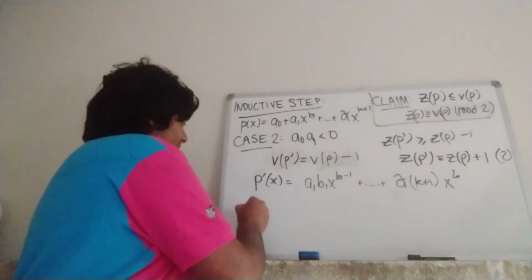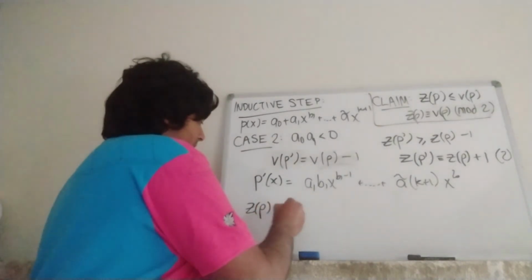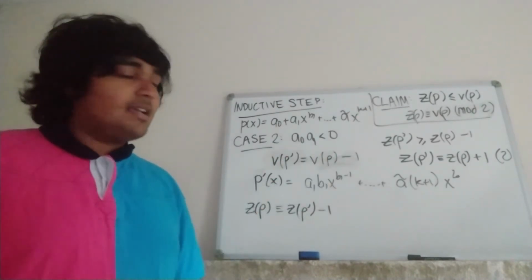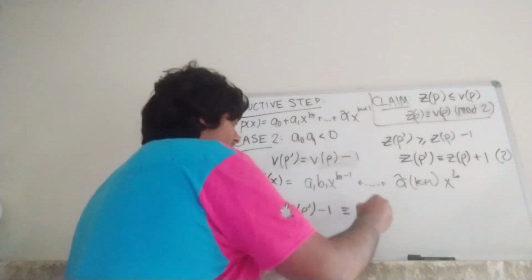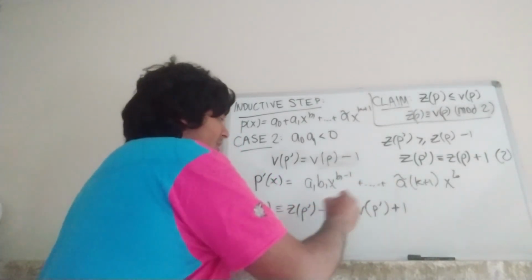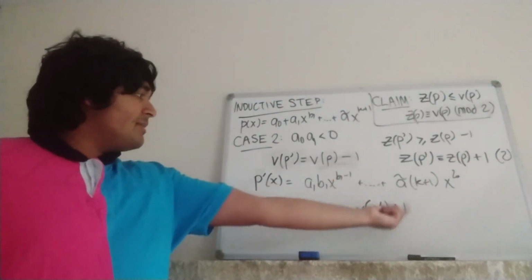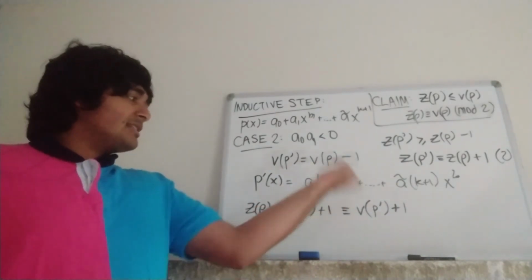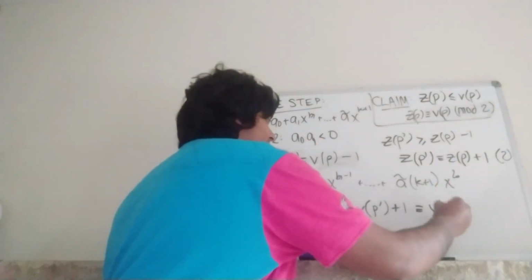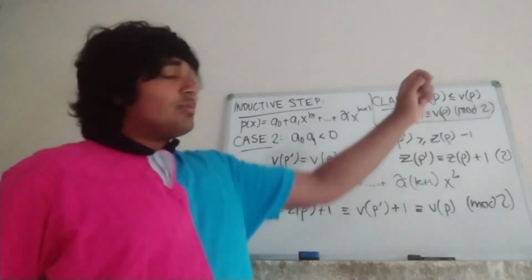Z of p is congruent to v of p. So z of p, well, we know is congruent to z of p prime minus 1. Okay, but z of p prime by assumption we know is the same as v of p prime. But of course this minus 1 is the same as plus 1 because we're working mod 2. So z of p prime plus 1 is congruent to v of p prime plus 1. But if we just look at this guy here, that of course is just the same thing as v of p. So we get that z of p is congruent to v of p mod 2.